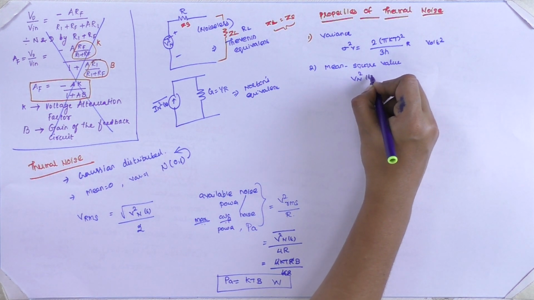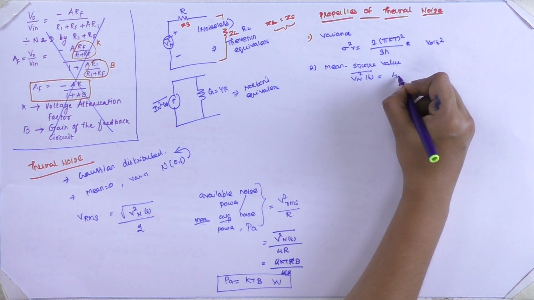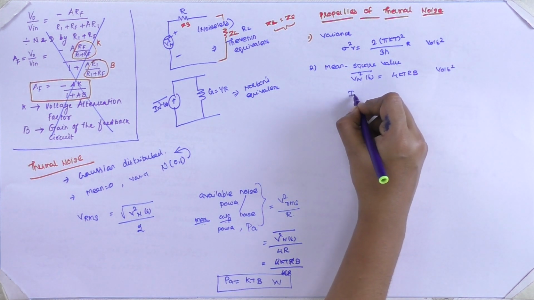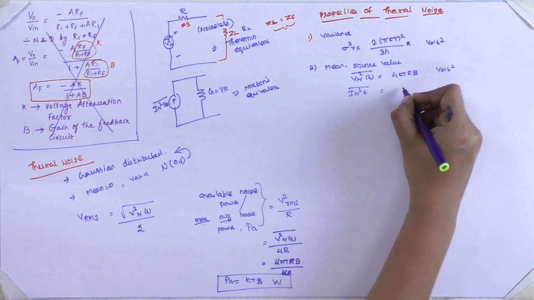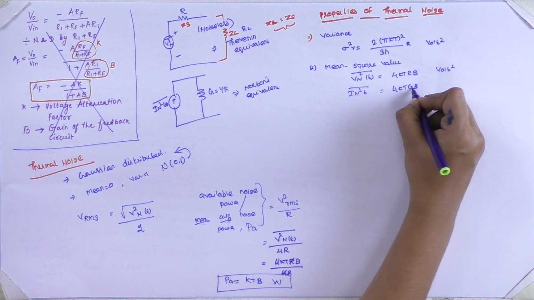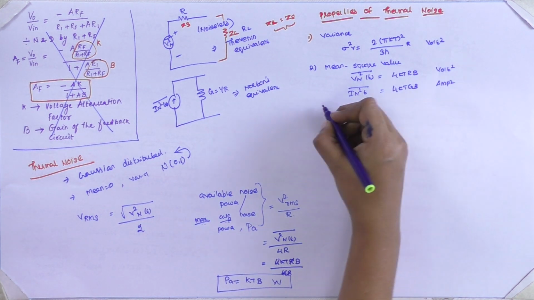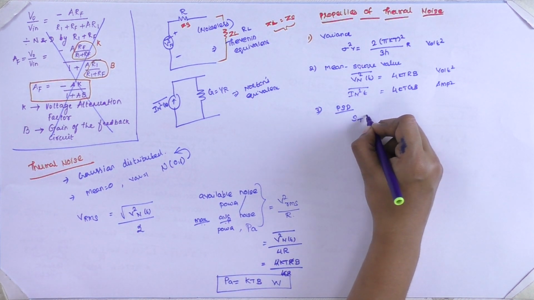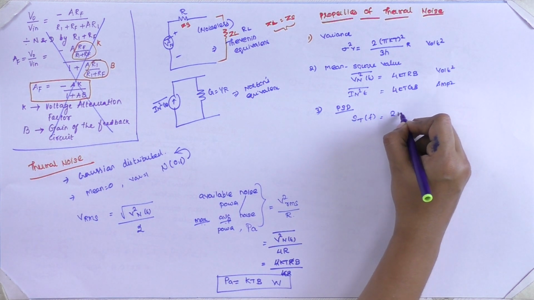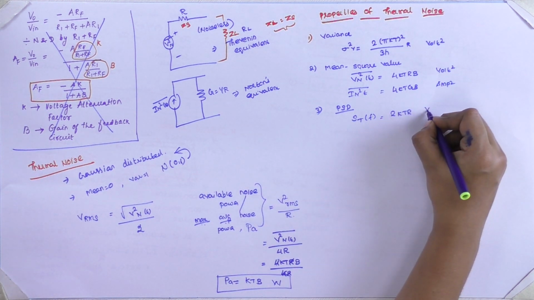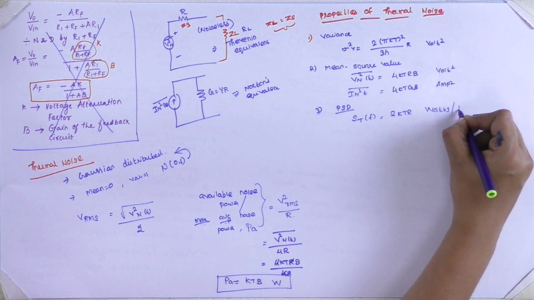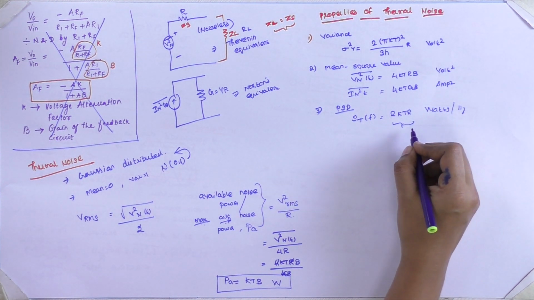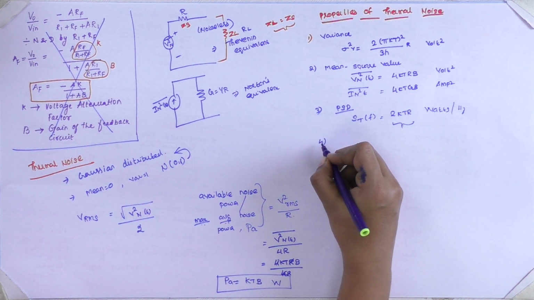Vn square of T is equal to 4 kT RB whole square. In square of T, in simple, 4 kT GB amp square, and power spectral density, PSD in short, ST for thermal noise is equal to 2 kTR watts per hertz. Since this is a constant, power spectral density is constant, it behaves like a white noise process.